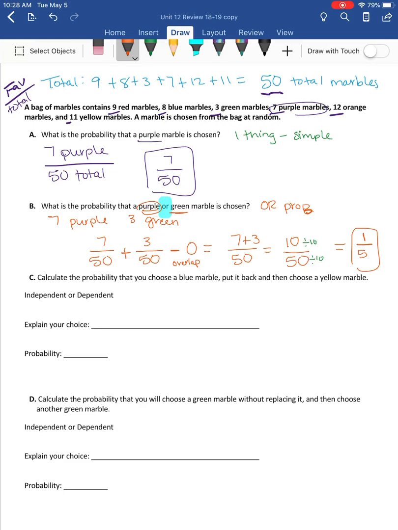And then this week we talked about independent and dependent probability. Independent and dependent probability really just comes down to if the probability is with replacement or without replacement. That's what you're really asking yourself when you're asking yourself if it's independent or dependent.